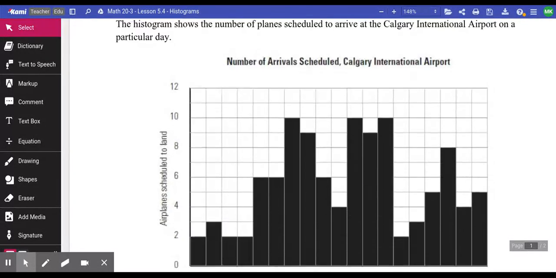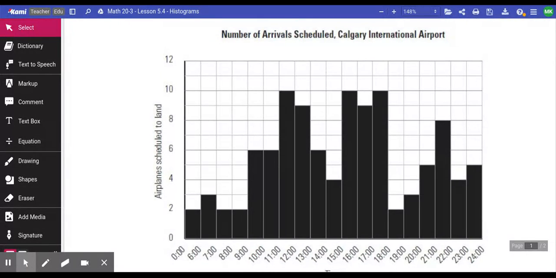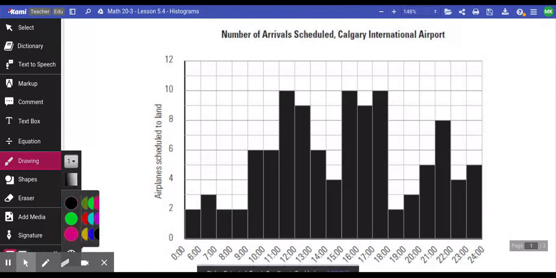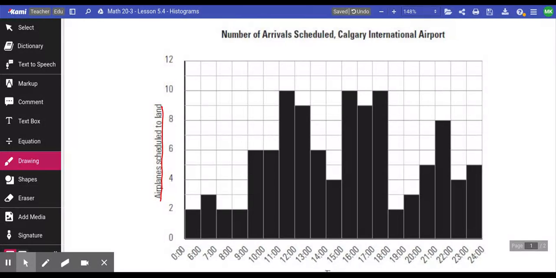So for instance, if you look at this, you'll see this is a histogram. And the reason why it's a histogram is because the width of the graph is giving you a range. So these are airplanes scheduled to land. This says that there are 2 planes ready to land, and when those planes are landing is in between midnight and 6 a.m. So the width here actually makes a difference.